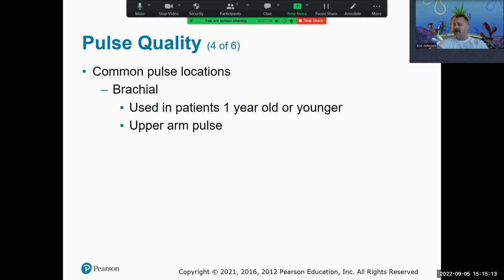Whereas the brachial pulse can be kind of all over the place. It could be a little bit higher up. It could be a little bit deeper. It could kind of be in the pocket. So don't be afraid to feel around a little bit.